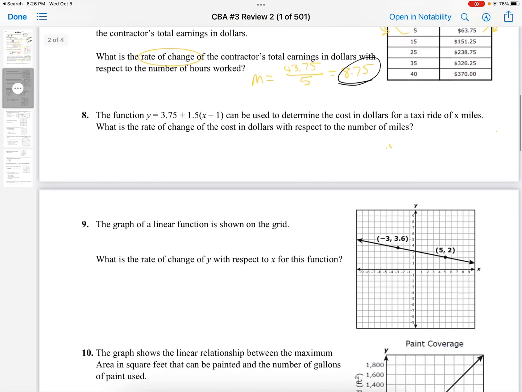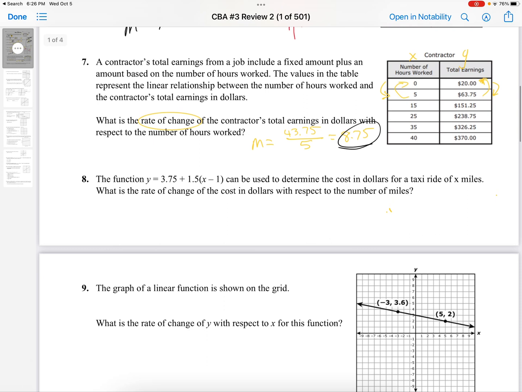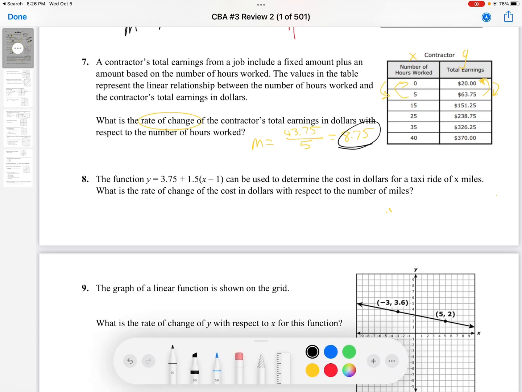We keep going. It says the function y equals 3.75 plus 1.5 times x minus 1 can be used to determine the cost, and so on. But what's the main thing? The question. What is the rate of change of the cost in dollars with respect to the number of miles? So if we look at this, our rate of change, this is a point slope form, actually.